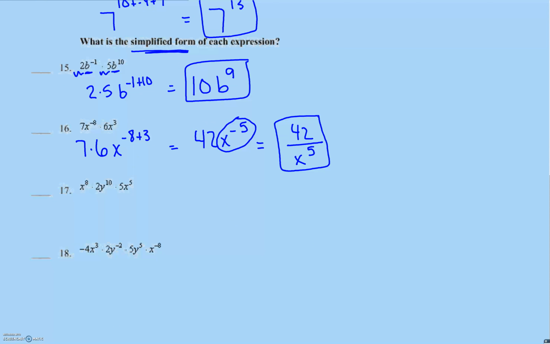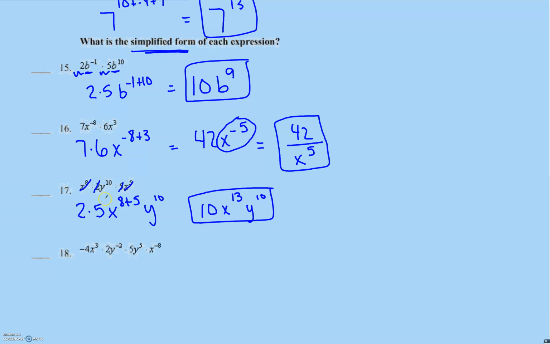17 here. I have 2 times 5 as far as my numbers go. My variables, I have x's, 8. Since I'm multiplying, I add my exponents. Y to the 10th. Gives me 10, x to the 13th, y to the 10th. I can only add my exponents if my bases are exactly the same, which means I can only put my x's with my x's. I cannot put them with the y. That base is different.